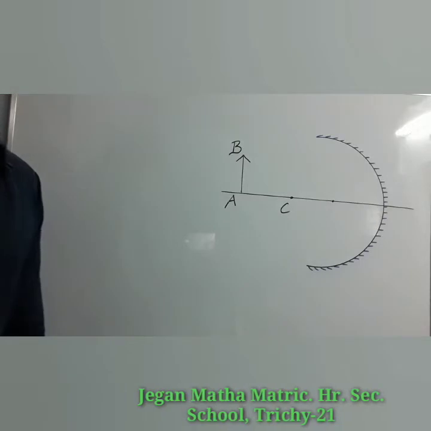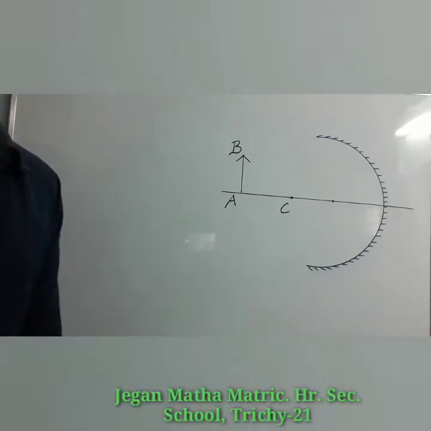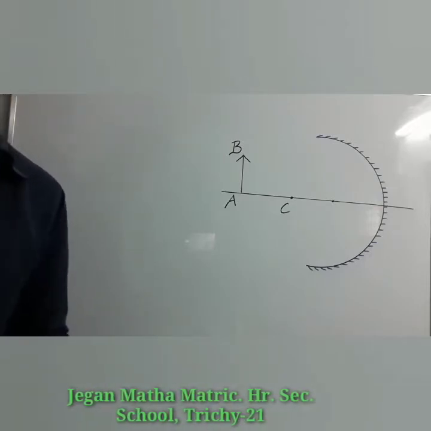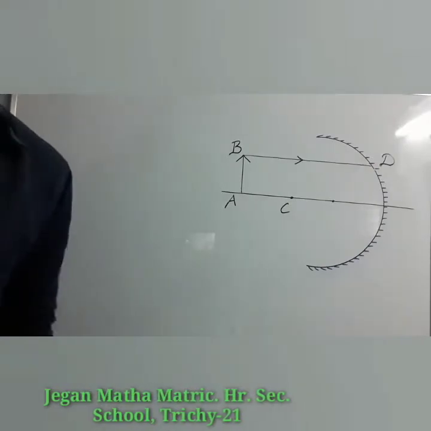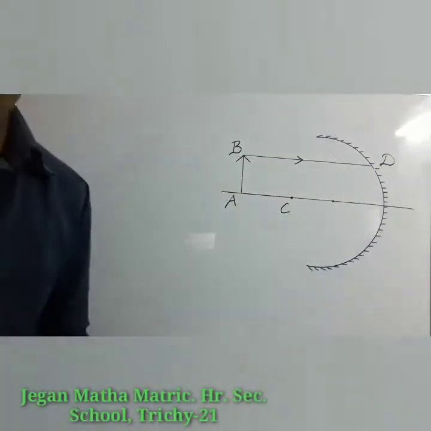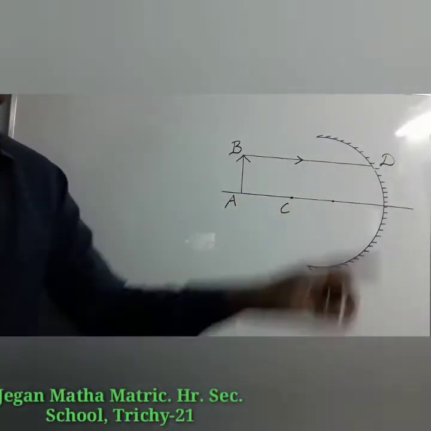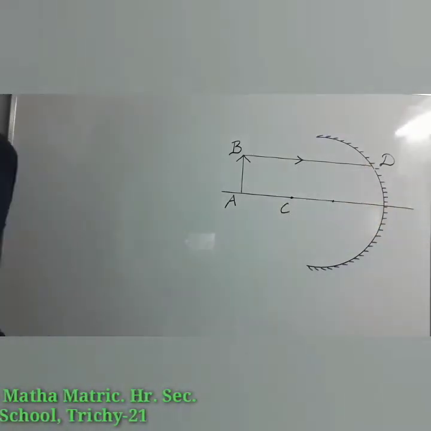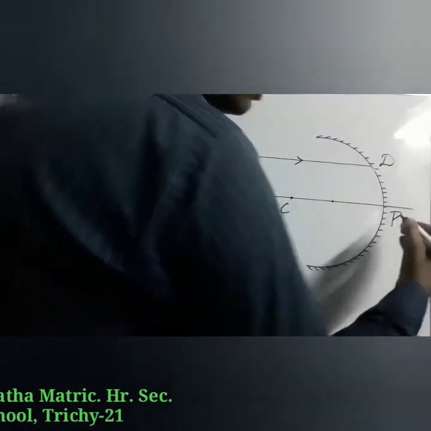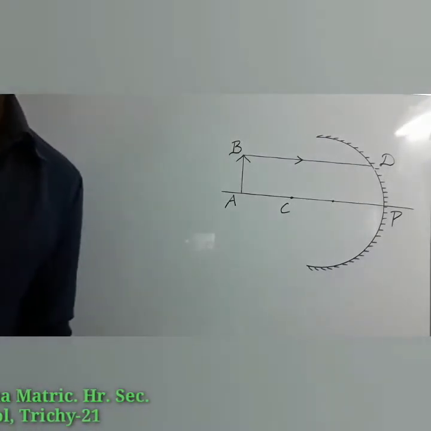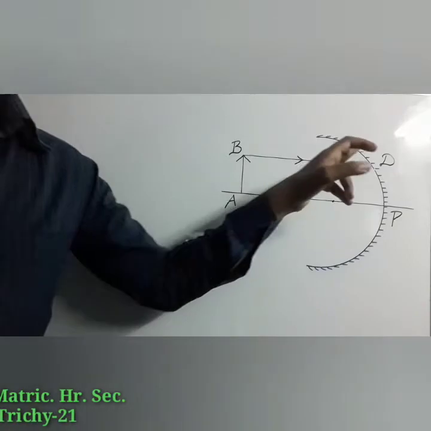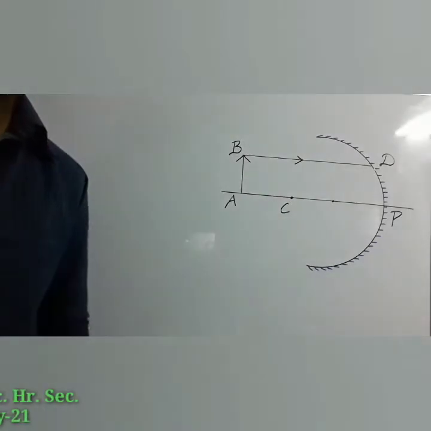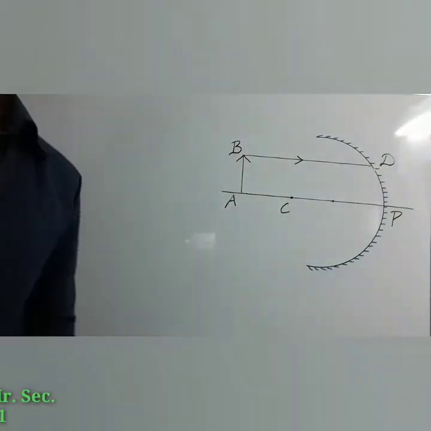Let us take three paraxial rays from the point B on the object. Let us take the first paraxial ray BD, traveling parallel to the principal axis, incident on the concave mirror at point D, which is close to the center part of the concave mirror, known as the pole P. After the reflection, the ray passes through the focus F. Since this ray is parallel to the principal axis, after the reflection it has to pass through the principal focus F.